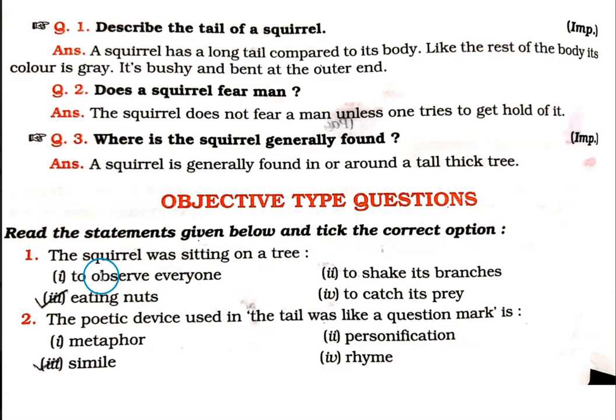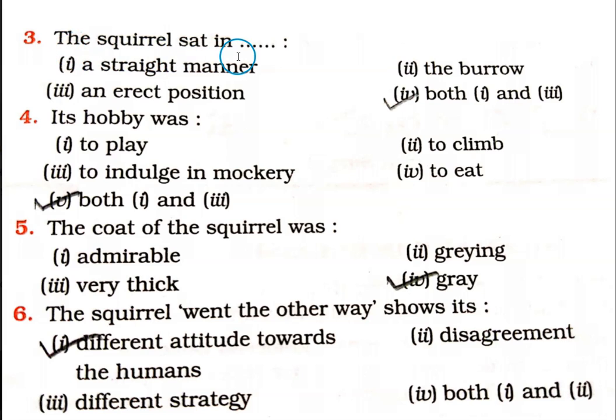These are objective type questions. The squirrel was sitting on a tree eating nuts. The poetic device used in the tale was like a question mark is simile. The squirrel sat in... Now in this question there are two options, in a straight manner and an erect position. So both are correct. So for this we have taken the fourth option.